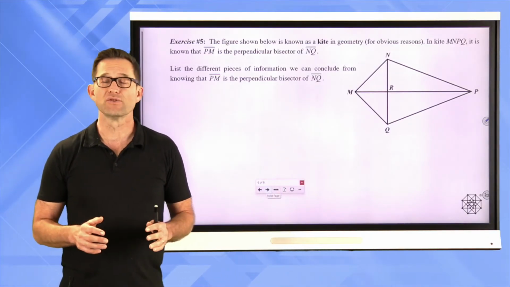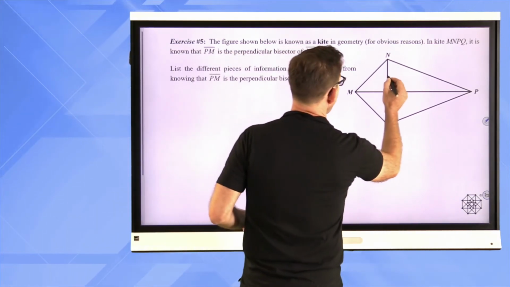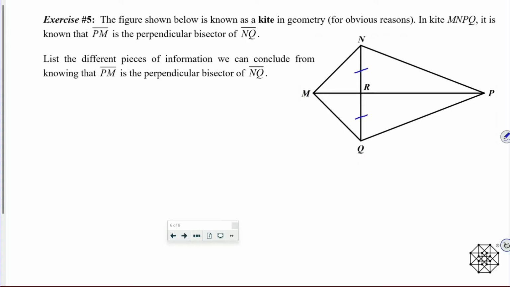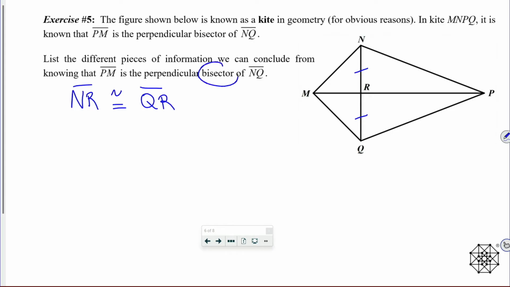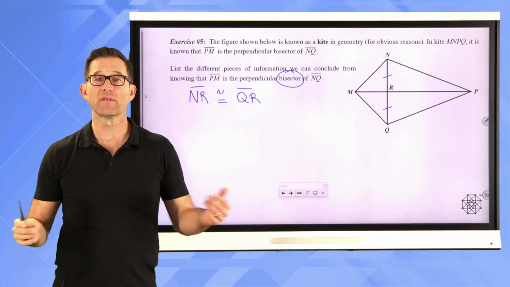Well, perpendicular bisectors always kind of give us two pieces of information. One piece of information is the fact that this segment and this segment are congruent. I can do that by doing little dash lines like that. So I can say that NR is congruent to QR, right? And that's the whole bisecting part of perpendicular bisector. NR is congruent to QR.